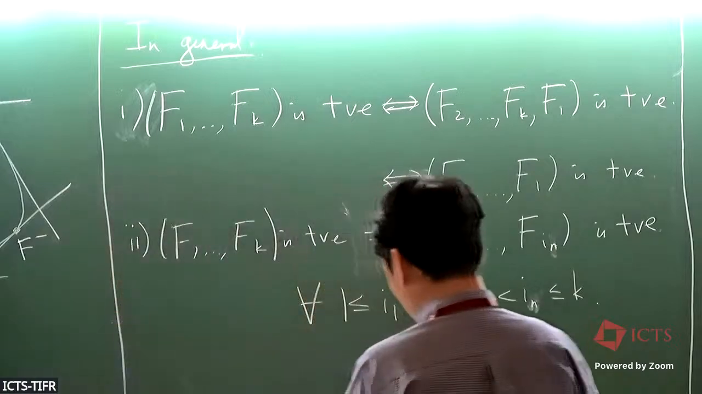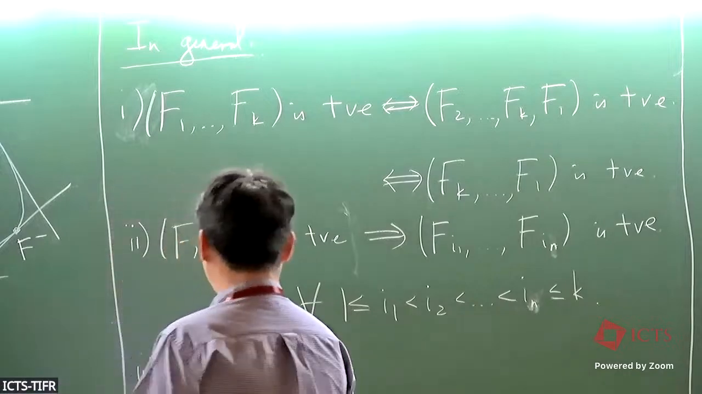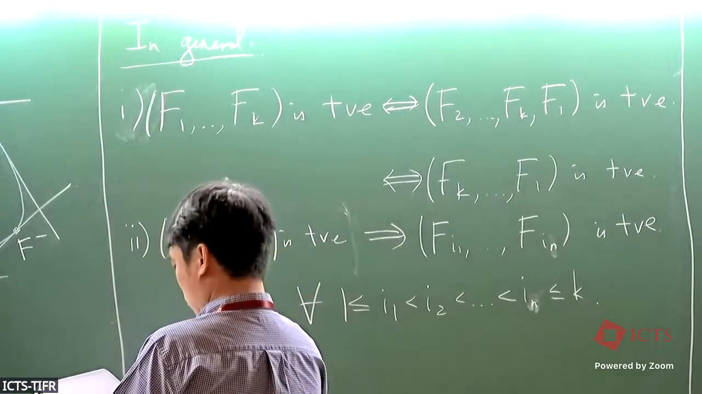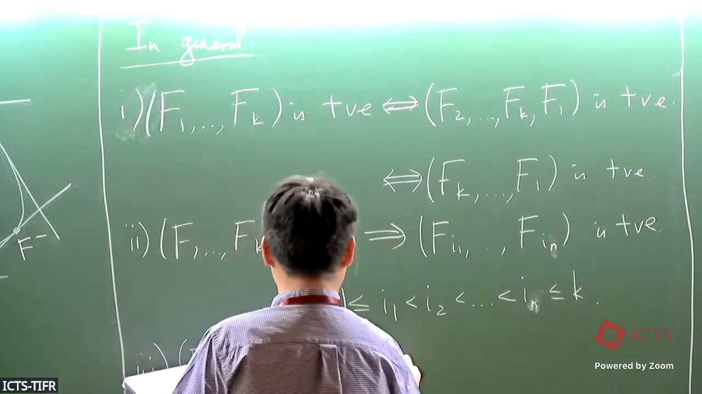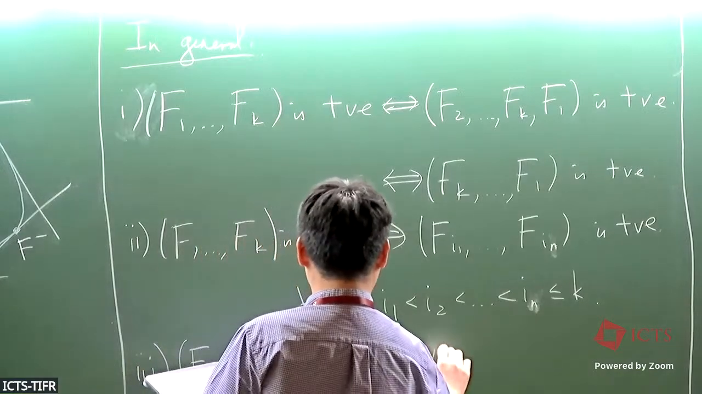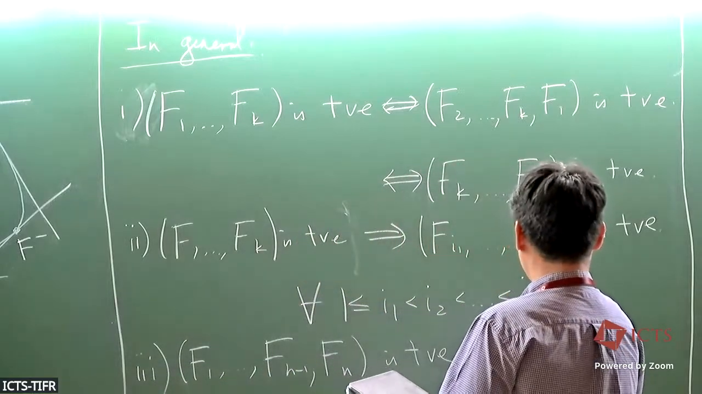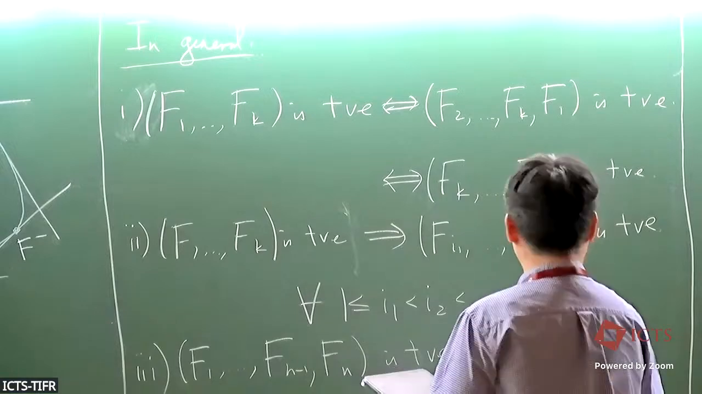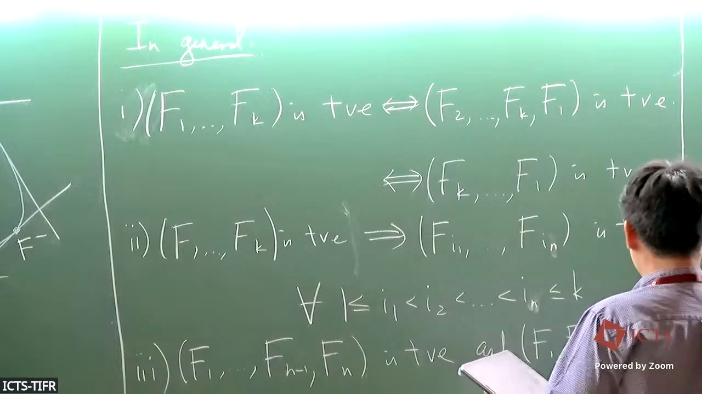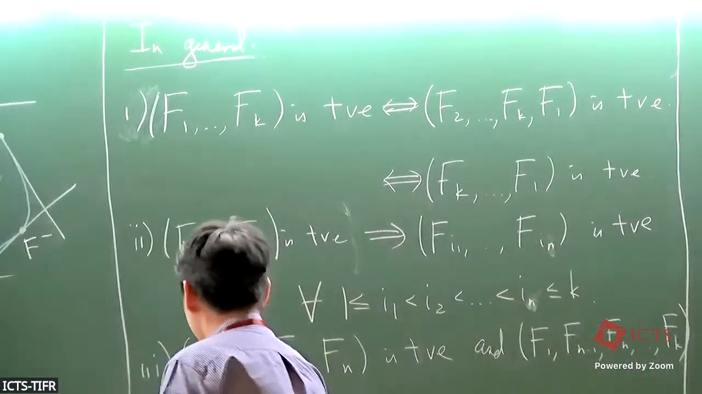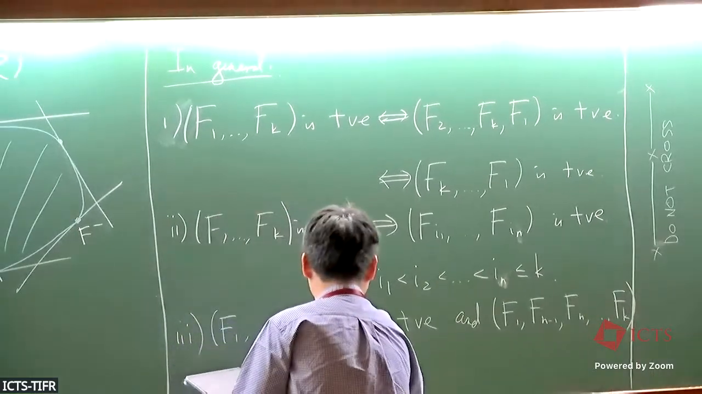And then the third one is saying that if you have a tuple F1 to Fn minus 1, Fn that is positive, so you have a positive tuple like this, and you have another positive tuple, F1, Fn minus 1, Fn to Fk, that is positive, then F1 to Fk is positive.